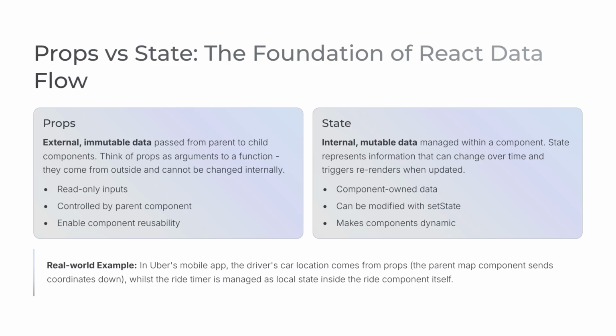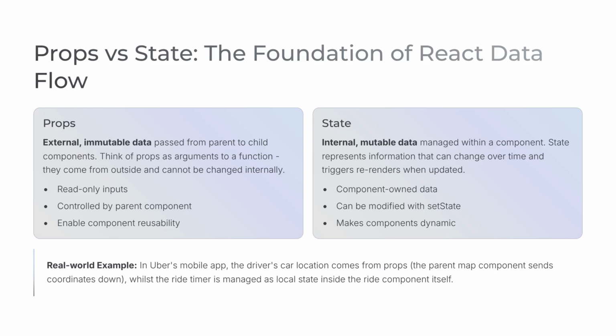This ensures React's one-way data flow, where updates always move downward from parent to child. State, on the other hand, is internal and changeable. It belongs to the component itself, and it can be updated using React's state functions. Whenever the state changes, React automatically re-renders that component to keep the UI in sync. Think of it this way. Props make components reusable, while state makes them dynamic.